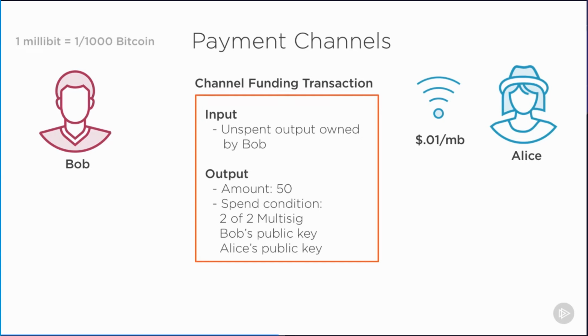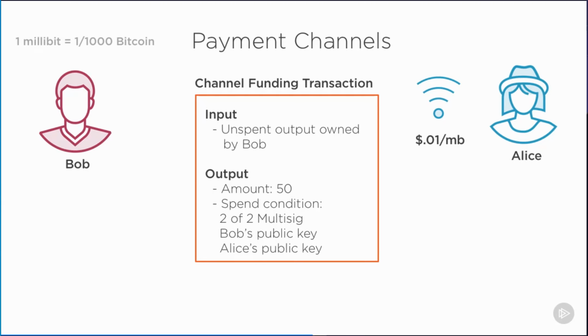Bob first creates a 2 of 2 multi-signature transaction for 50 millibits. This transaction does not pay Bob or Alice individually, but rather locks the funds in an output condition that requires both Bob and Alice's signature to spend. This is the payment channel funding transaction.